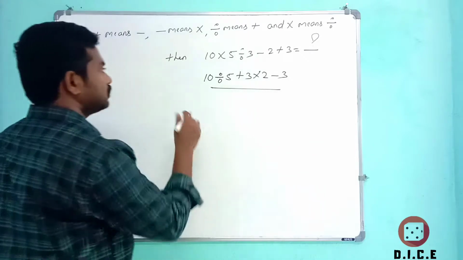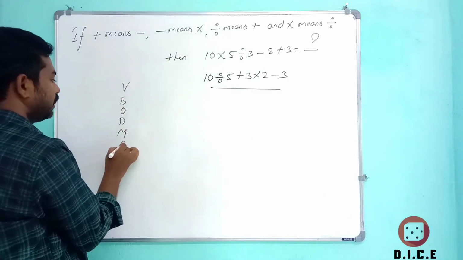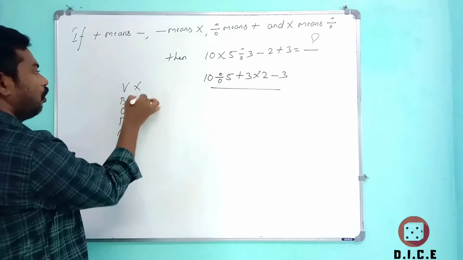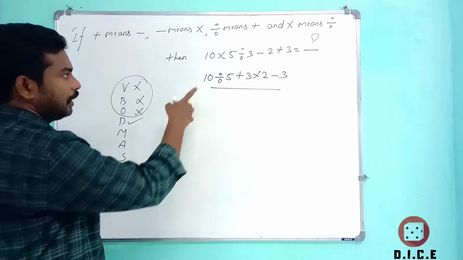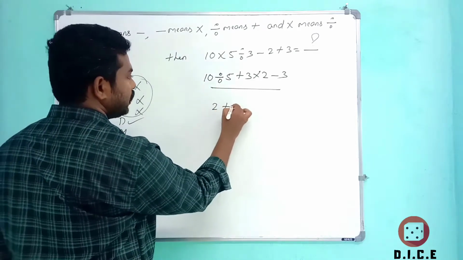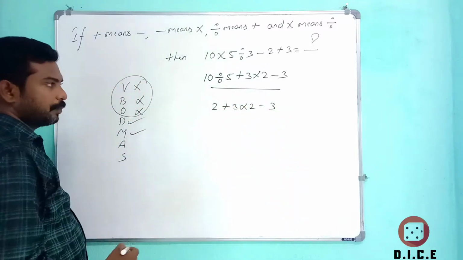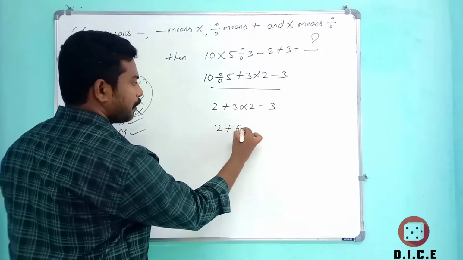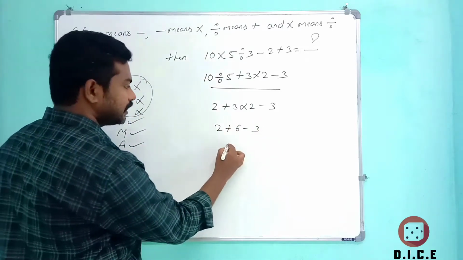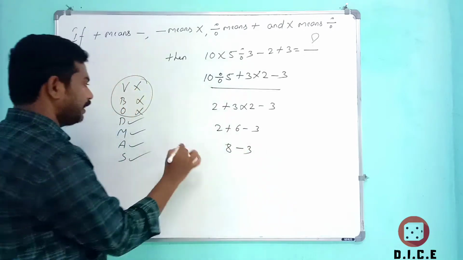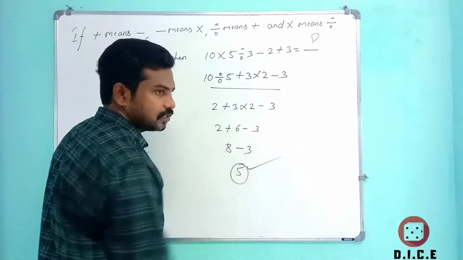After changing the symbols, we have to follow the VBODMAS rule. If you see here, there are no brackets, and there is no of, but there is a division. First we have to do the division. 10 by 5 is nothing but 2 plus 3 into 2 minus 3. After division we have to do the multiplication part. That is 2 plus 6 minus 3. Multiplication is completed. Later we have to do the addition part. 2 plus 6, that is nothing but 8 minus 3. And finally there is subtraction. 8 minus 3, that is nothing but 5, is your final answer.